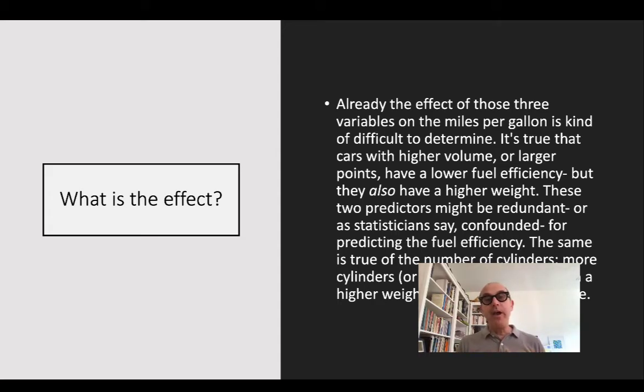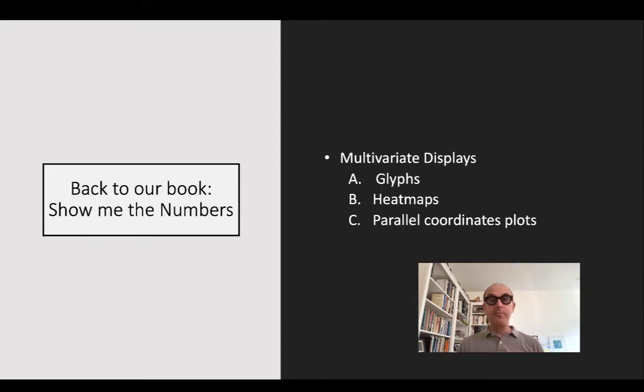Though three variables of miles per gallon is kind of difficult to determine. It's true that cars with high volume or larger points have a lower fuel efficiency, but they also have a higher weight. So those two variables might be redundant, or as the statistical people used to say, confounded with the fuel efficiency. The same is true of the number of cylinders. More cylinders means both higher weight and lower gas mileage of that car performance.